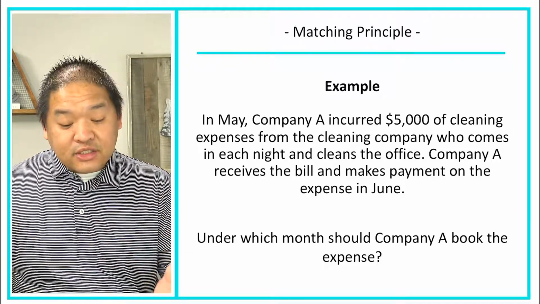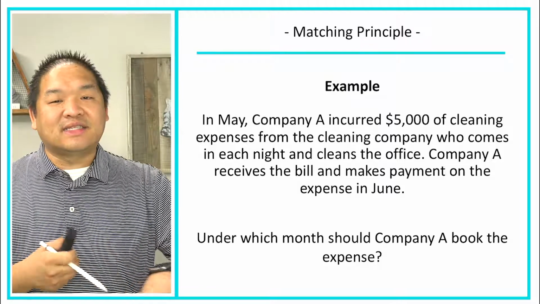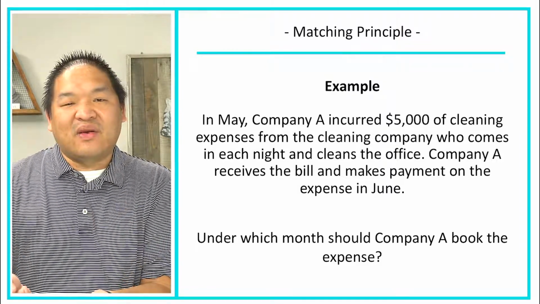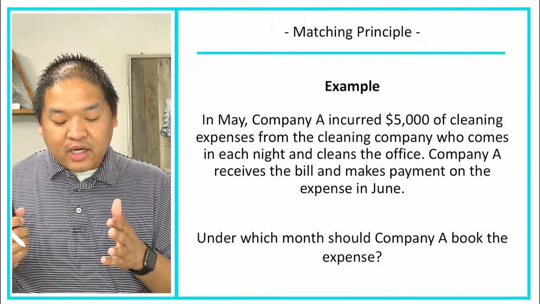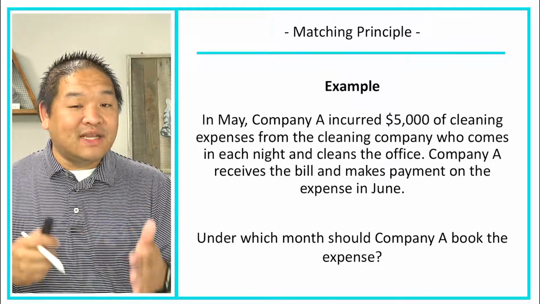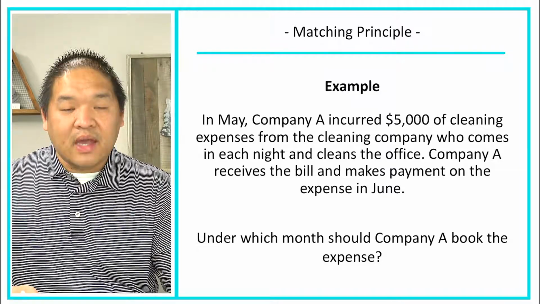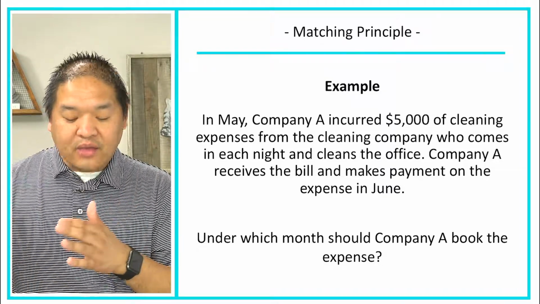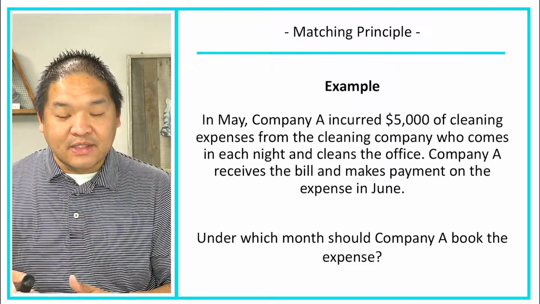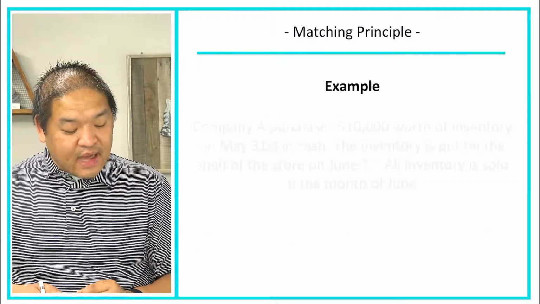In this case, there is no revenue component because the cleaning is kind of separate from the revenue, and it doesn't say anything about revenue at all. So therefore, we're going to book it in the period it happened. When did it happen? It happened in May. So because it happened in May, we're going to book it in May rather than in June when the payment happens. Okay, moving on to the second example here.